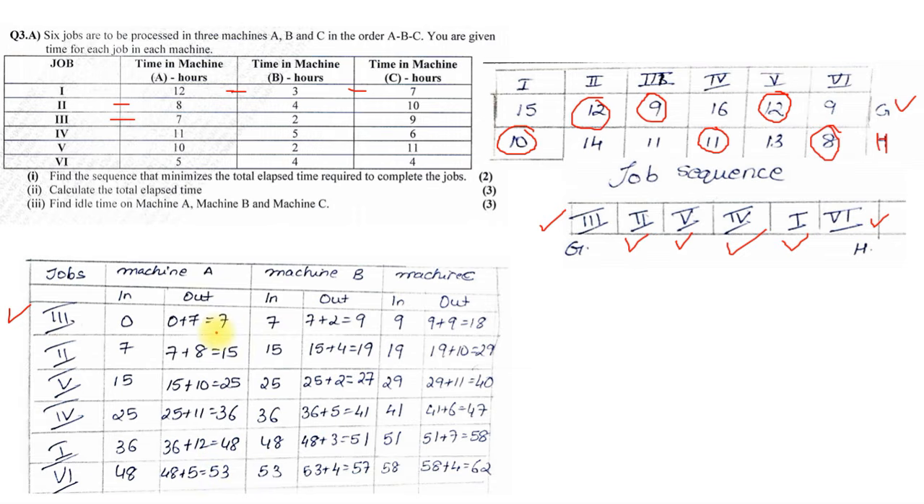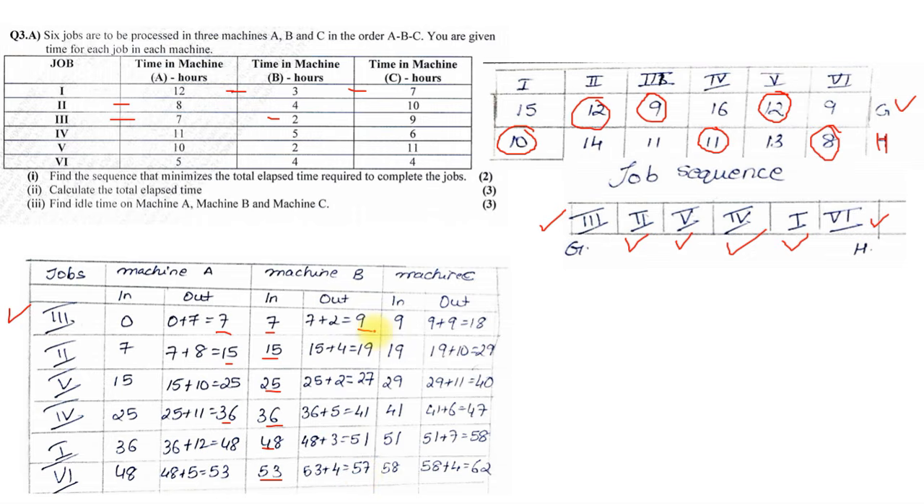Now the out time of A is the in time of B. We start from 7. Then 7 plus the third job's timing of 2, so 7 plus 2 is 9. Between 9 and 15, 15 is greater, so we start with 15. 15 plus 4, 19. 25 is greater, so we start with 25 plus 2, 27. 36 is greater. 36 plus 5, 41. 48 is greater. 48 plus 3, 51. And 53 is greater. 53 plus 4, 57.